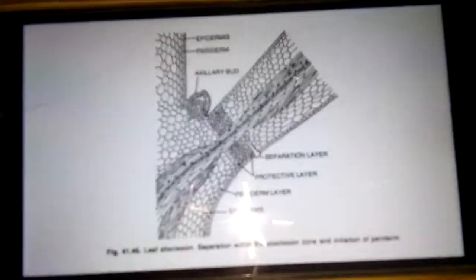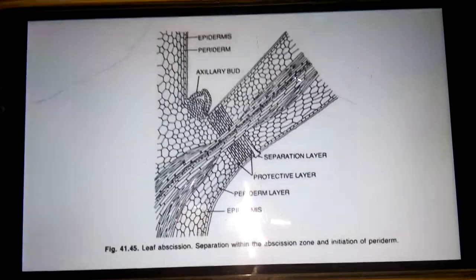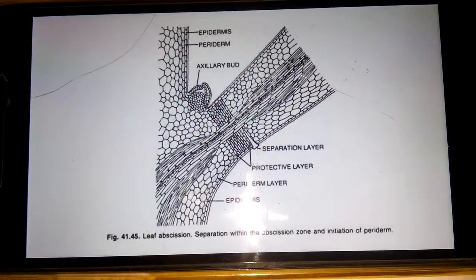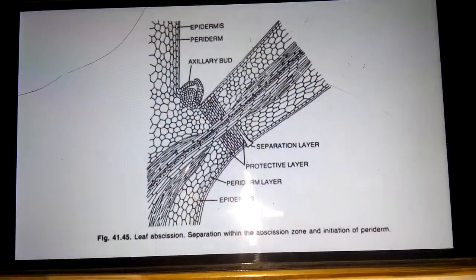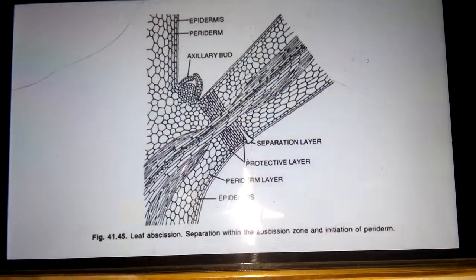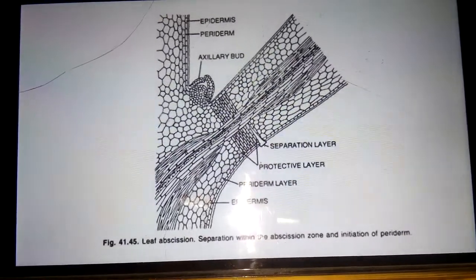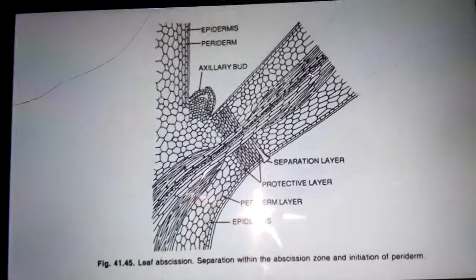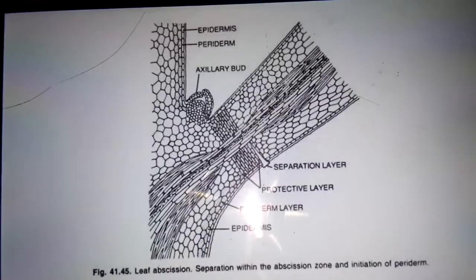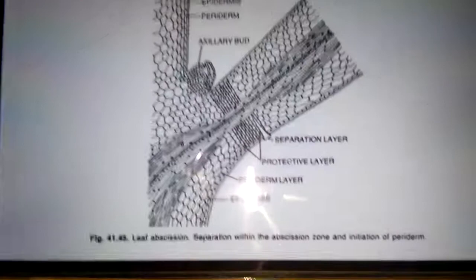The other figure shows leaf abscission, separation within the abscission zone and initiation of periderm. In this separation there is a protective layer, and this protective layer is distinguished into primary and secondary protective layer, which is called the periderm.